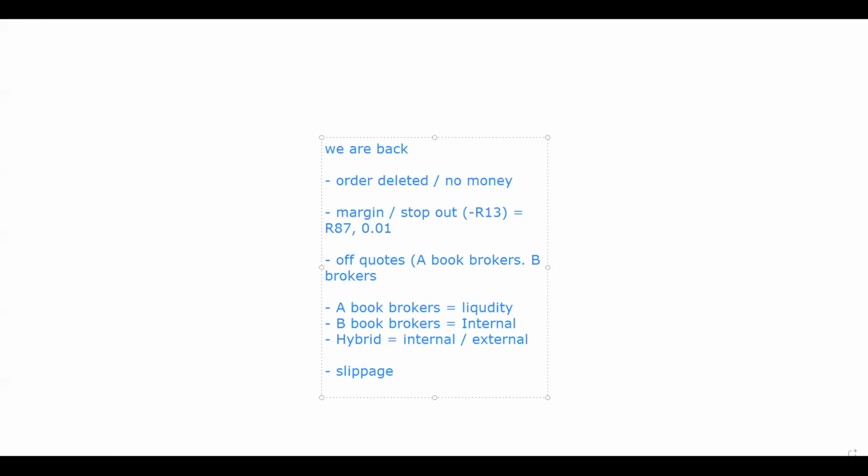Yeah. So, A book brokers during off codes, it simply means that the liquidity is now.